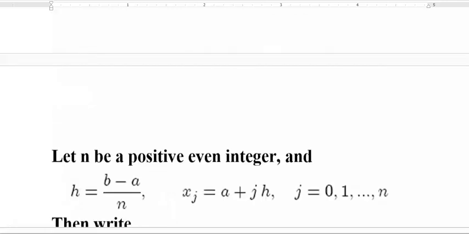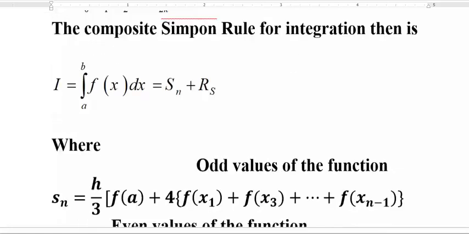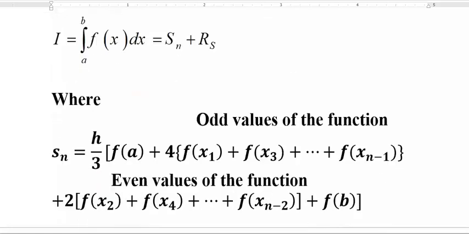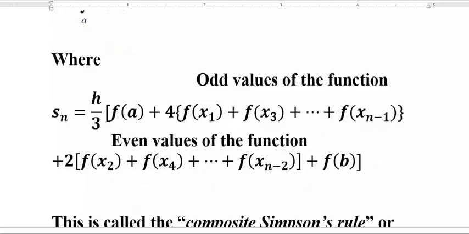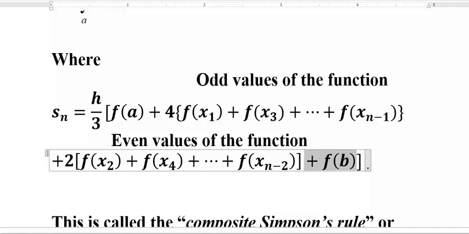We shall just write the last rule. We have Sn equal h over 3 times f of a plus, in the last, f of b. Okay, and we have here plus 4.